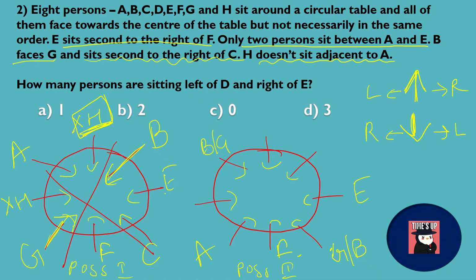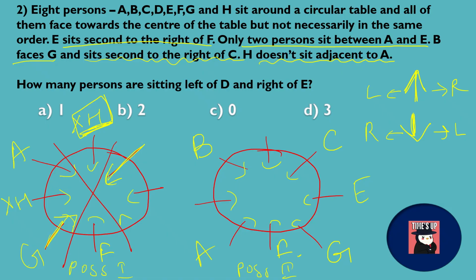Now go to possibility 2. This is possibility 1. So now come to possibility 2. Possibility 2 where I can place GB, because B faces G and sits second to the right of C, they have said. So if I place C here and suppose B here, then G will be placed here.